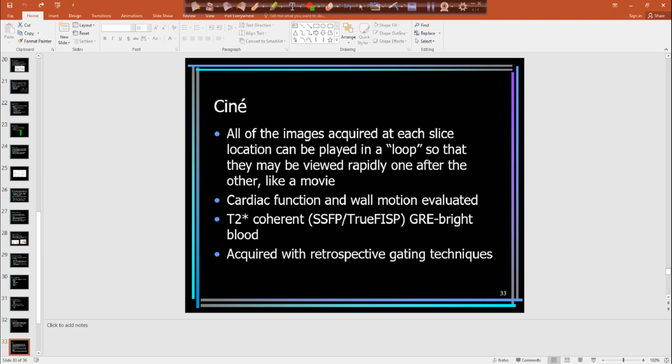So this is, once again, a gradient echo pulse sequence, T2 star coherent, so our single shot free precession or our true FISP. And in gradient echo pulse sequences, remember our blood is going to be bright because we have the gradients along the length of the magnet, so we can rephase those spins.